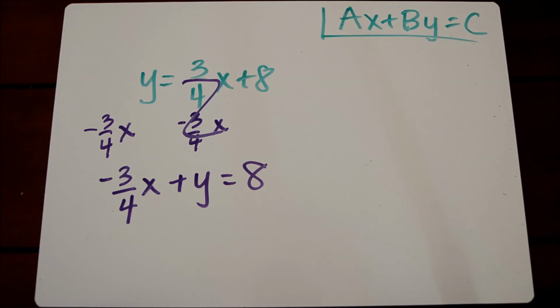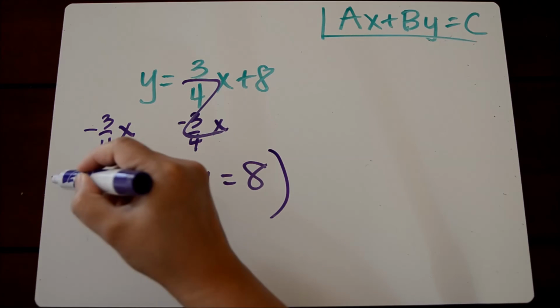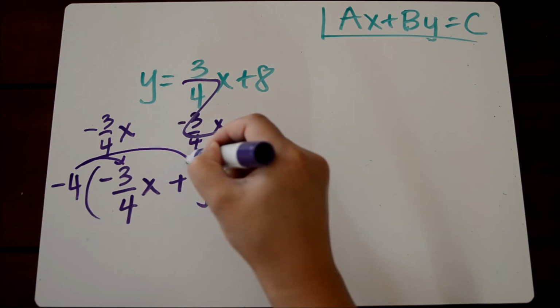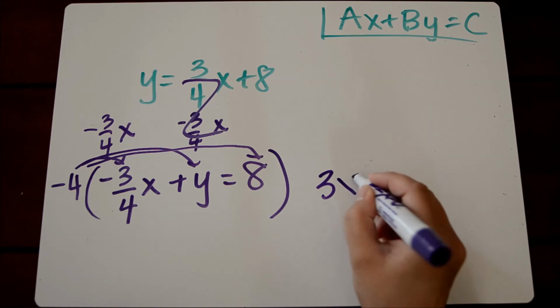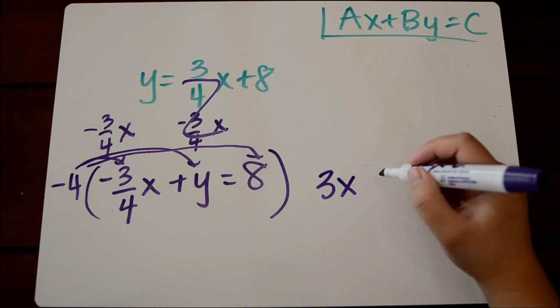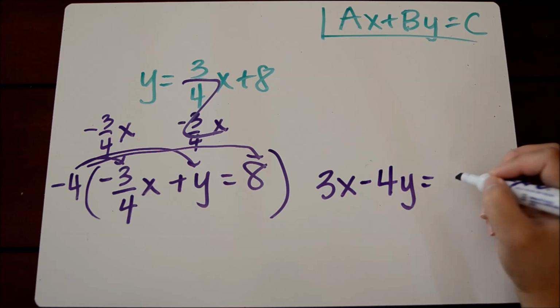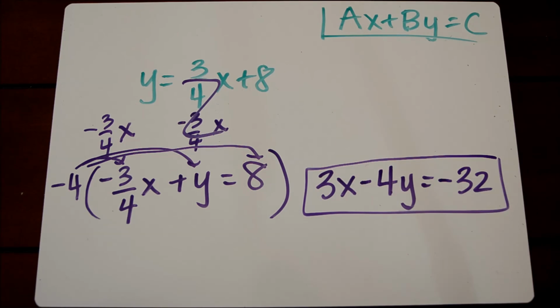So we could undo both of those issues by multiplying the entire equation by one thing. So we know that multiplying by a negative will undo the negative, but we also know that we need to multiply by the denominator to get rid of the fraction. So we're multiplying by a negative denominator. Distribute it throughout every term in your equation, and we get 3x minus 4y is equal to -32. And this is our equation written in standard form.